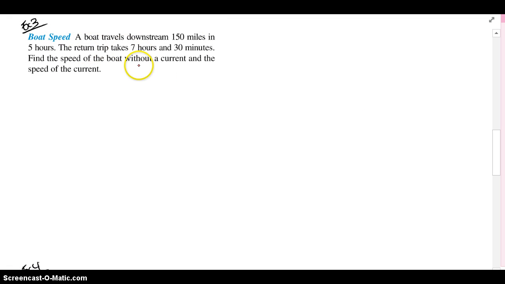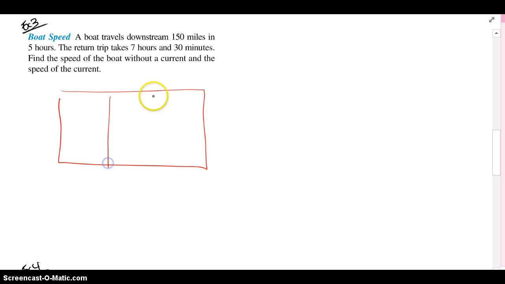Okay, this is another distance equals rate times time problem. It's talking about a boat traveling, so let's make our chart and relate the information. It says a boat travels downstream 50 miles, that's a distance, in 5 hours. So there's going to be a boat going down. The return trip takes 7 hours and 30 minutes.